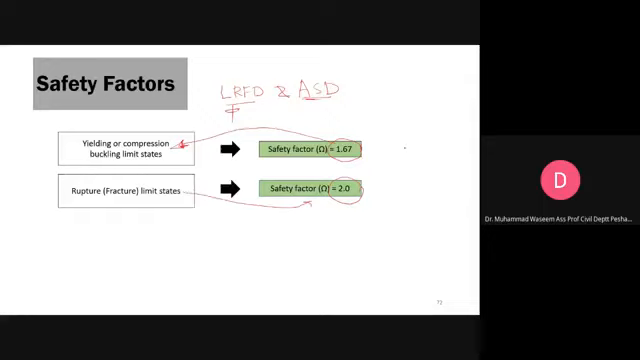We will divide our nominal strength by 1.67 for this limit state, and by 2 for rupture. In case of LRFD, we will multiply by 0.9 for yielding, and this phi is 0.75 for the rupture case in LRFD.